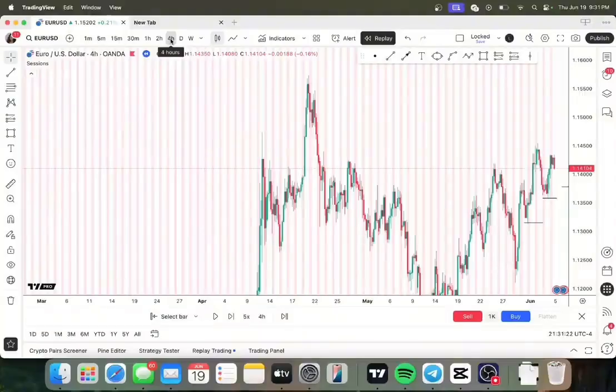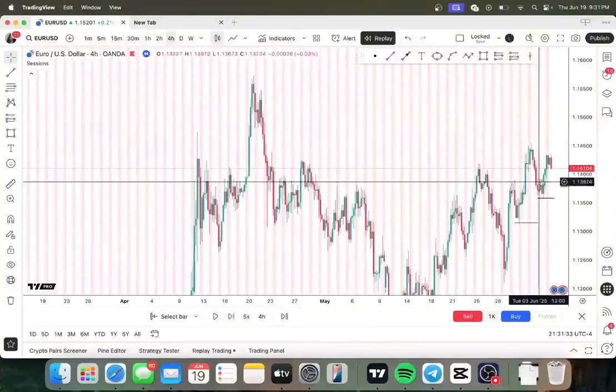So just take your step down. So the 4 hour, 1 hour shall align with the 4 hour, 15 minutes shall align with the 4 hour and 1 hour, 5 minutes shall align with the 15 and 1 hour as well. So everything should align just the way I explained it.